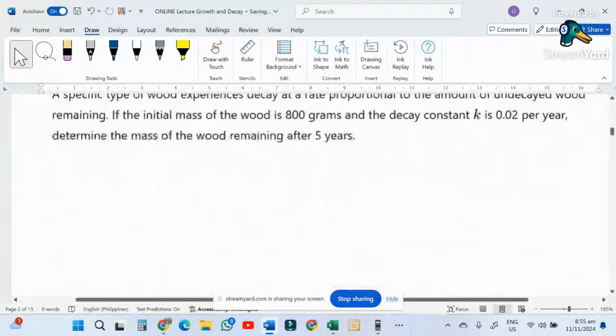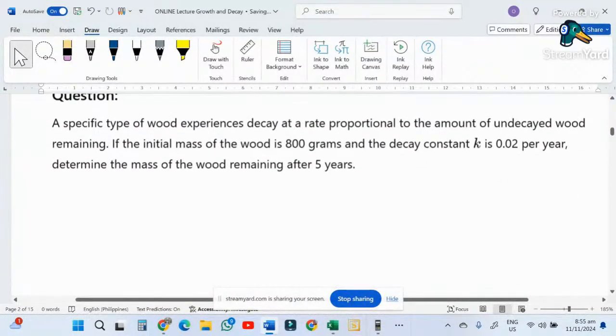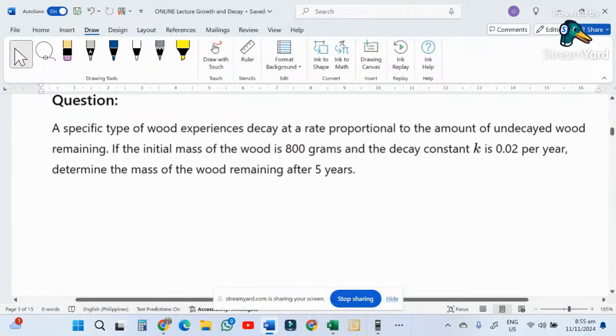Right, let's go to the decay. The approach for the decay is the same. It's only that the formula becomes a negative Kp on the other side. Right, here's the question. A specific type of wood experiences decay. So we know that when it's like that, you straight away write the formula.